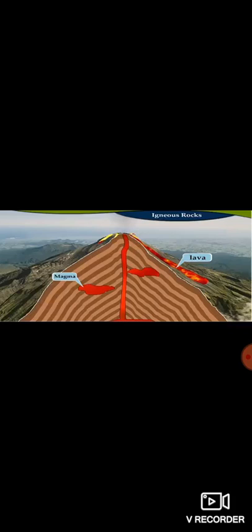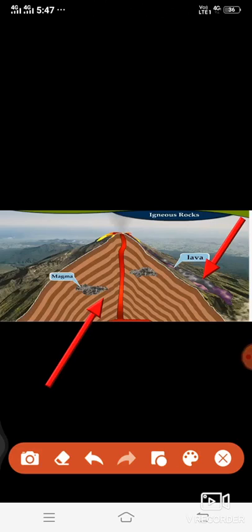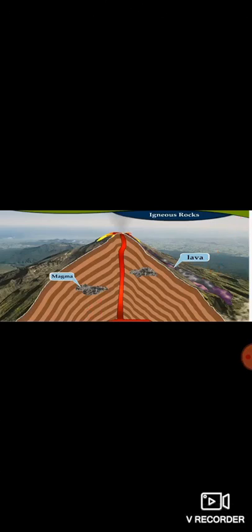Okay, so after some time, children, they cool down and then they solidify. You can see the change in the color. Now it has become grey. Means they have solidified and they give rise to rock, and these are known as igneous rocks. So this is our first type of rock, that is igneous rock. They are formed due to the molten material which is thrown out during volcanic eruption.